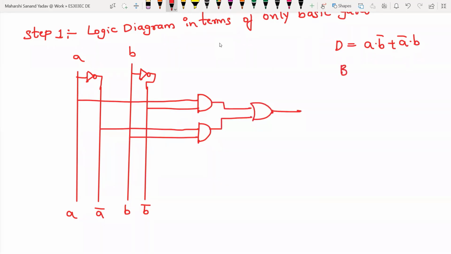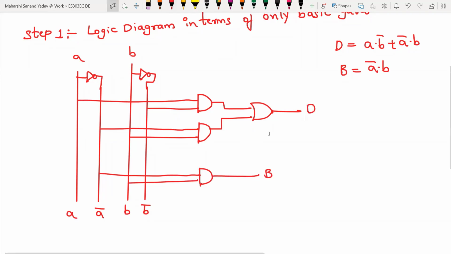Next, to get borrow. Borrow is nothing but A bar dot B. So for this, I need one AND gate. I'm taking AND gate, and inputs for this are A bar and B. So that I'll get borrow. And this is nothing but difference.